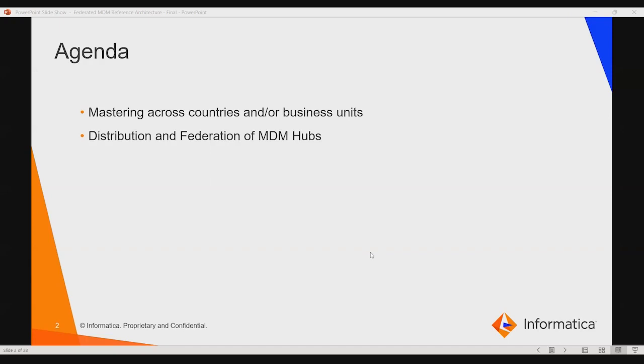Also, we'll talk about the distribution and federation of MDM hubs, how to set up those MDM hubs, what are the different options of setting up those MDM hubs, and what are those challenges of distribution and federation and how to achieve them. So let's dive into these two agendas today, and we'll discover more as we go along.